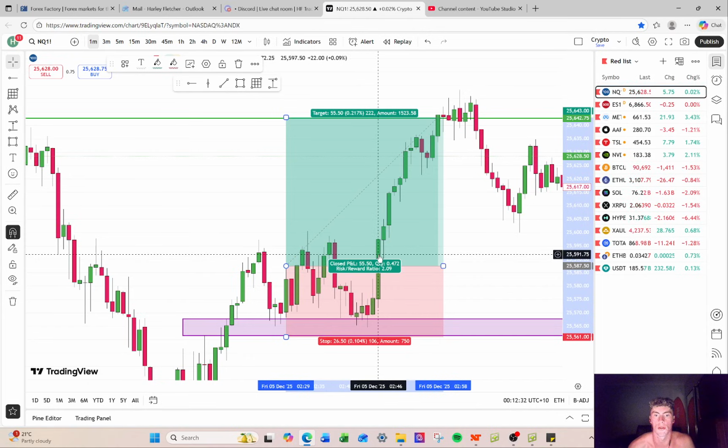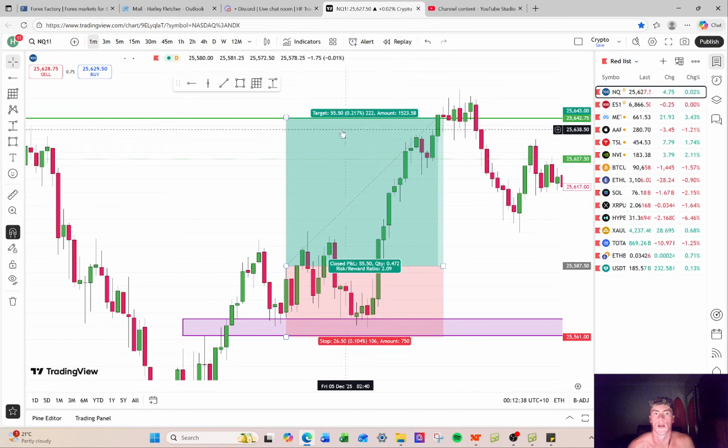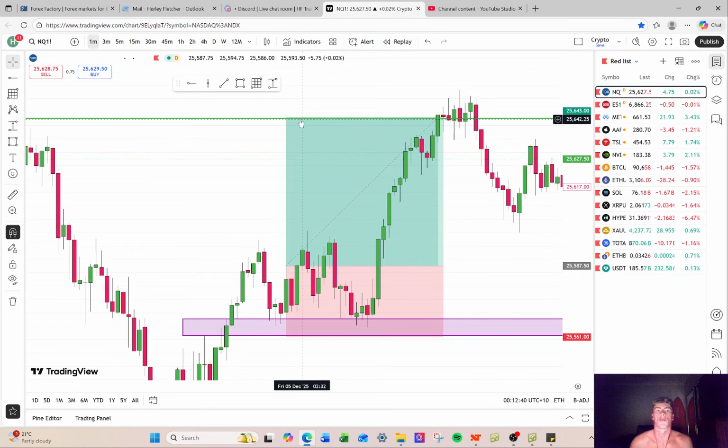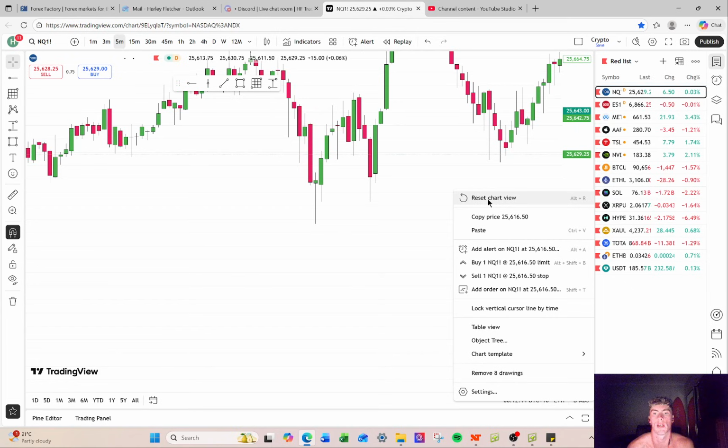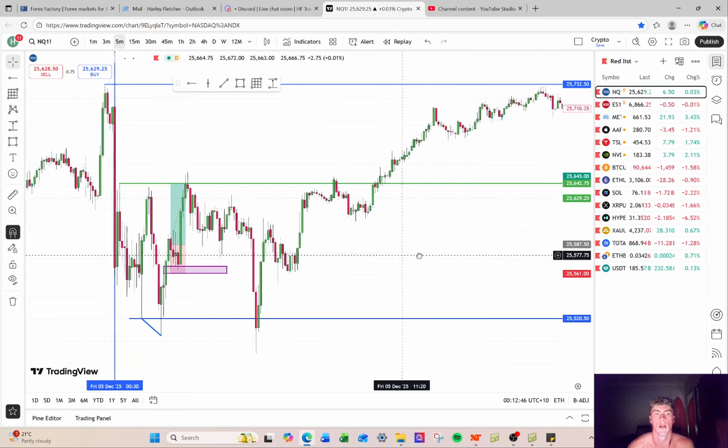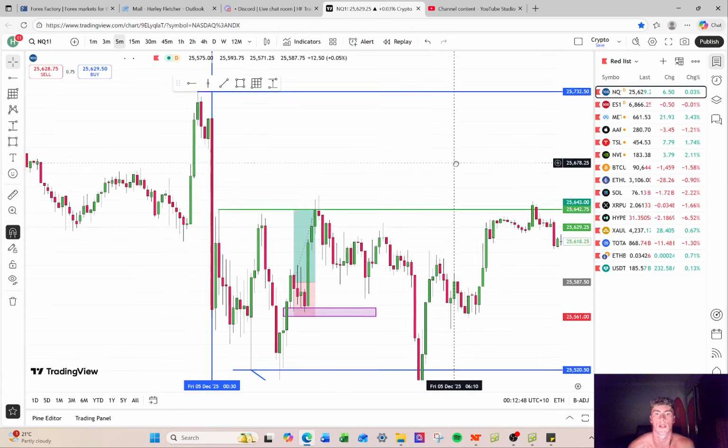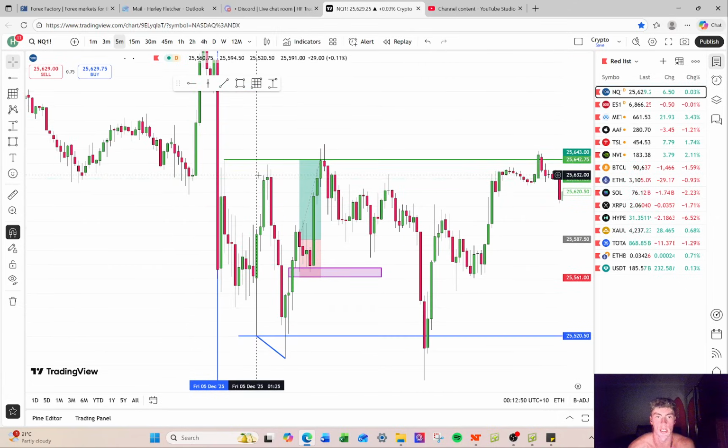Literally 1, 2, 3, 4, 5, 6, 7, 8, 9, 10. Had like 10 green candles in a row. Went straight to take profit, which was a 5-minute high this time instead of an hourly high. It was a 5-minute high because previously this was stacked up.